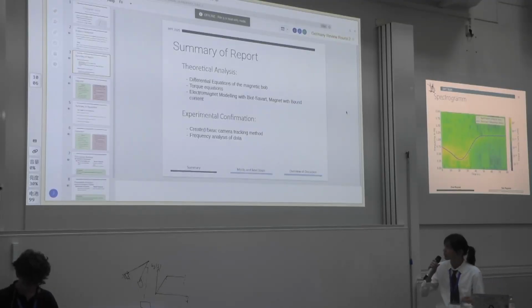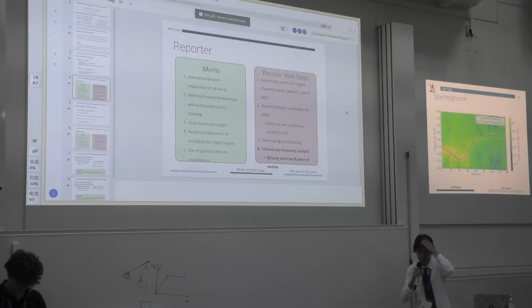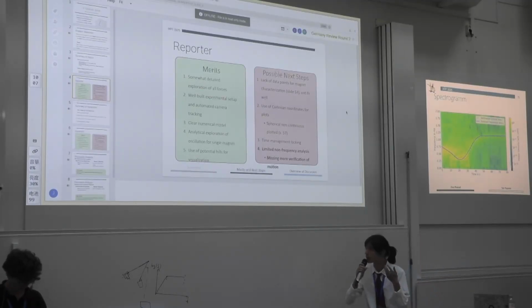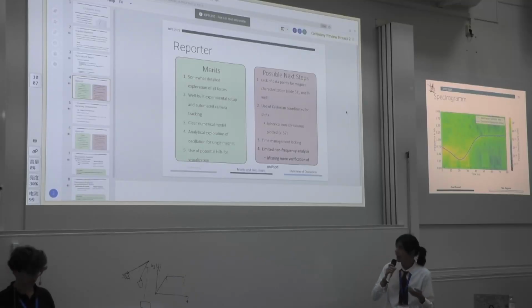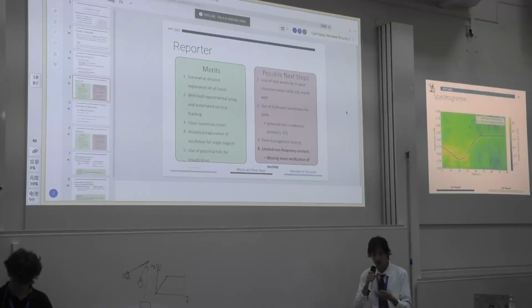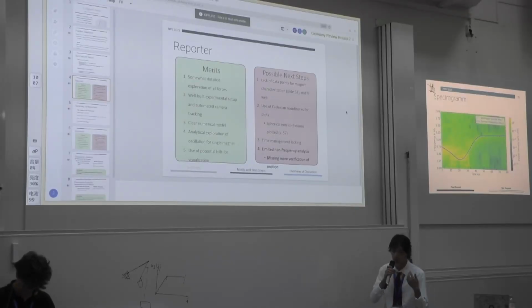For the experimental confirmation, they created a basic camera tracking, which I detailed previously. For the merits, they somewhat detailed all of the forces. However, they missed things such as the eddy current damping, and the damping forces weren't very well presented in general. Secondly, the experiment itself was well built, as I've mentioned. The numerical model was clear, and the use of potential hills for visualization was interesting.